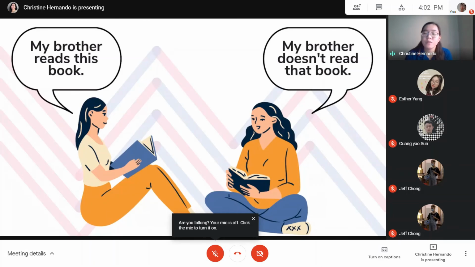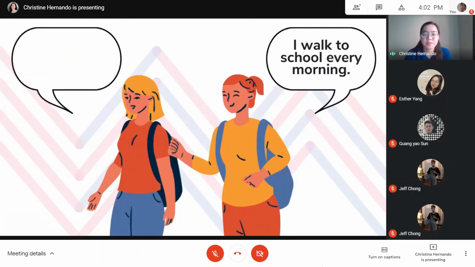Now, we also changed the word this to that because the girl on the left is pertaining to the book that she is handling, and then when the other person told the same thing, she referred to it by using the word that, so that book. So okay, let us proceed.